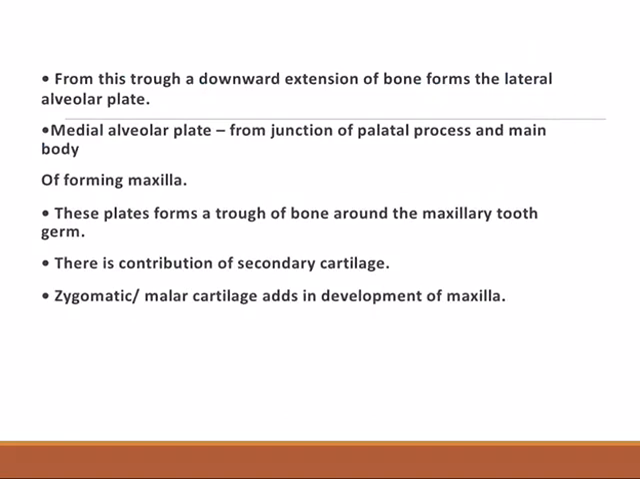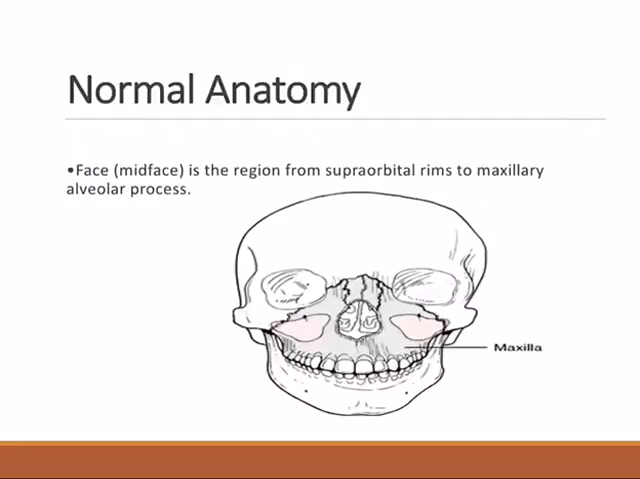From this trough, a downward extension of bone forms the lateral alveolar plate. The medial alveolar plate forms from the junction of the palatal process and the main body of the forming maxilla. These plates form a trough of bone around the maxillary tooth germ. There is a contribution of secondary cartilage. Zygomatic or malar cartilage aids in the development of maxilla. Normal anatomy. The face is the region from the supraorbital rims to the maxillary alveolar process. Normal anatomy of maxilla can be seen from the diagram given.